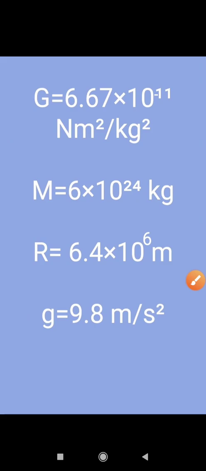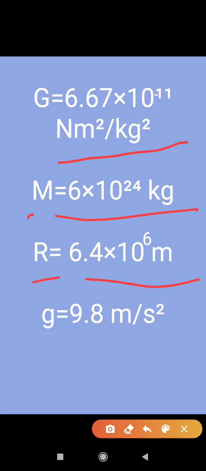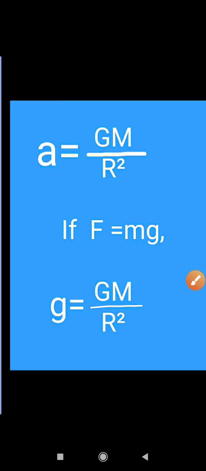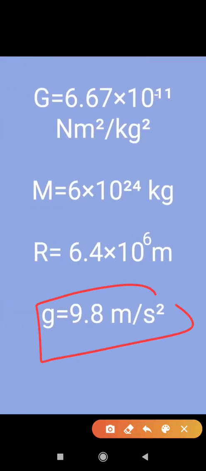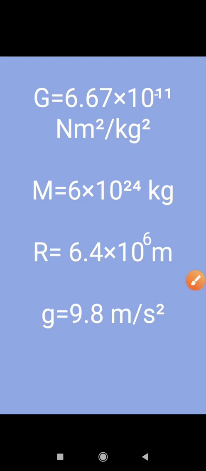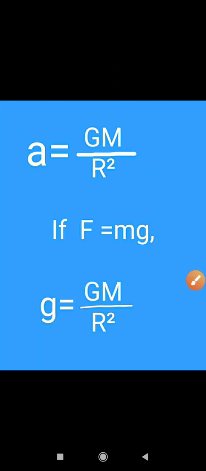After placing the values, what are the values? G is equal to 6.67 into 10 raised to the power minus 11 Newton meter square per kilogram square. M is the mass of the earth, 6 into 10 raised to the power 24 kilogram. The radius of the earth is 6.4 into 10 raised to the power 6 meters. When we place all these three values in this formula, we get g is equal to 9.8 meter per second square. So with the help of this, we got the value of acceleration due to gravity, and on the other hand we got the relation between G and g also. Fine. Thank you very much.